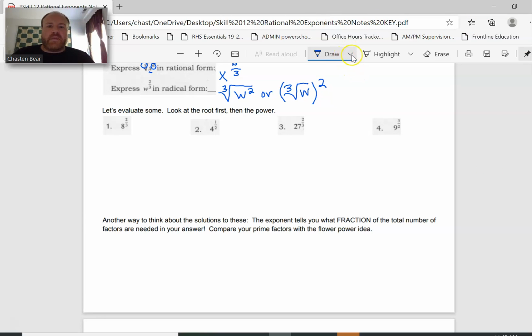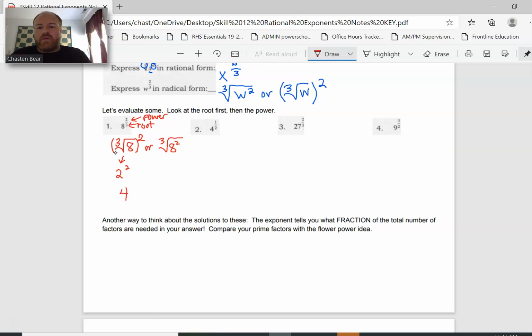We're going to practice actually applying this idea to these problems. 8 to the 2/3 is the same as saying the cube root, so the root is 3, cube root of 8, and then the power is the 2. I can think of this as the cube root of 8, squared. The cube root of 8 is 2, because 2 times 2 times 2 makes 8. And when I square that, I get 4.